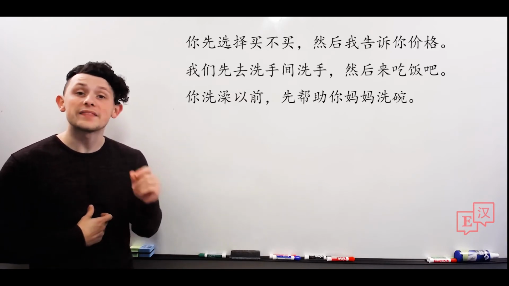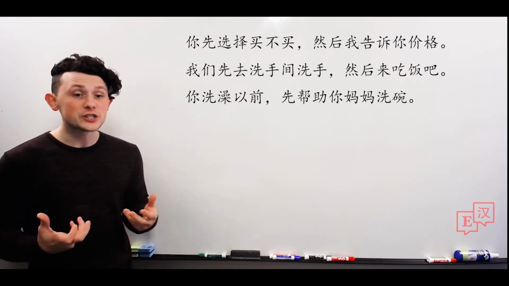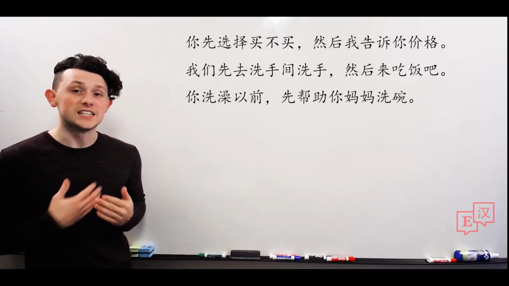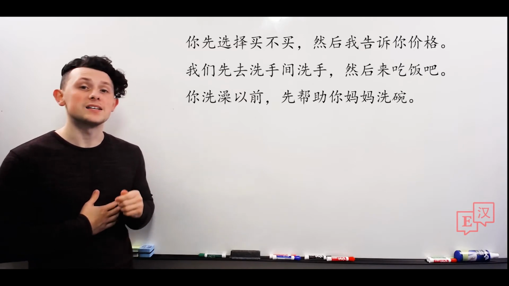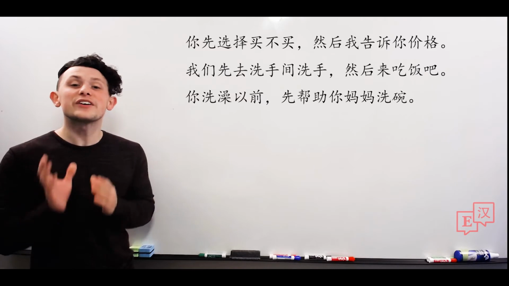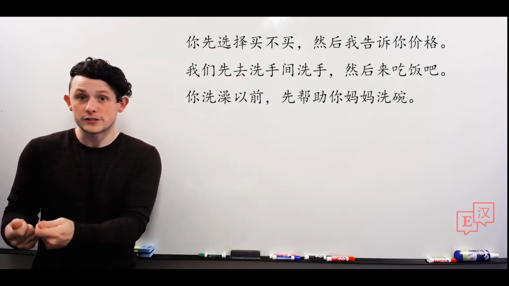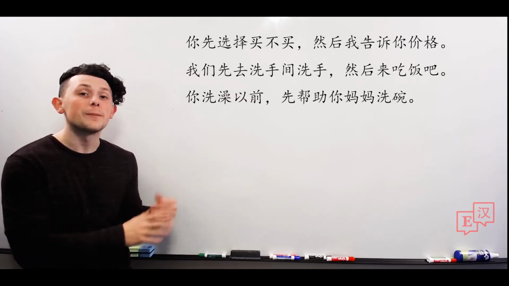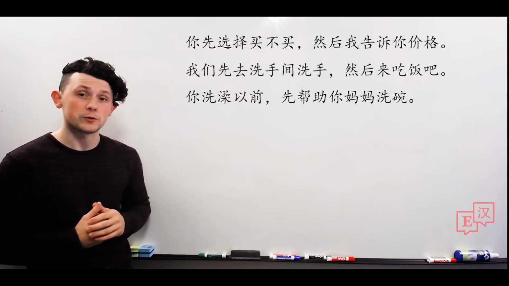dishes. 碗, this character here, means bowl. However, it's universally applied for dishes when we're talking about cleaning up a kitchen, for instance. 你洗澡以前先帮助你的妈妈洗碗。So again, 先 is very easy to use. It goes right before the first verb, like the thing that is being firsted. So first wash your hands, 先洗手. And then it'll be followed by some other kind of logical operator. 然后, for instance, is a very common one.